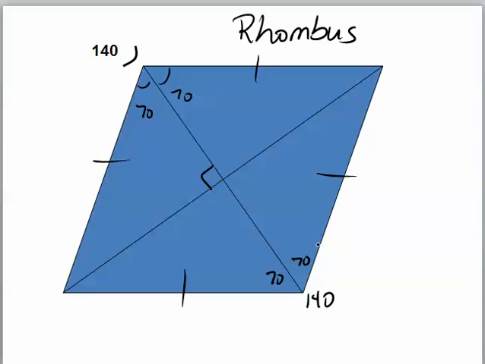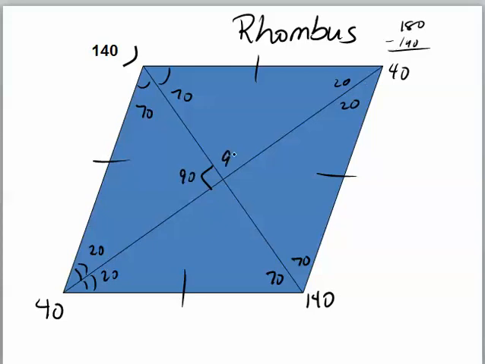They add up to 180 because this is a parallelogram. So if this is 140, 180 minus 140 tells us this top right angle is 40 degrees. Opposite angles are congruent, so the bottom left is also 40. This diagonal is also bisecting the angle, so each half of this is 20. Same thing on the other 40 degrees, each half is 20.